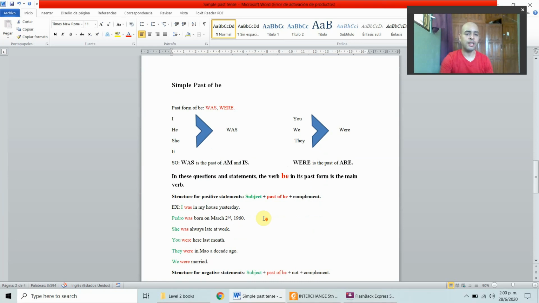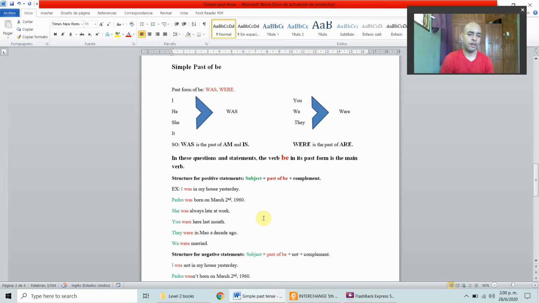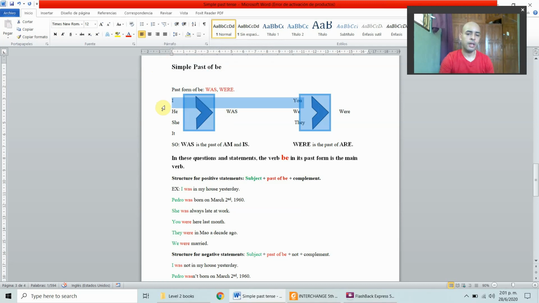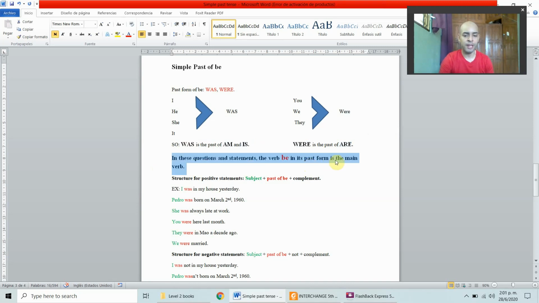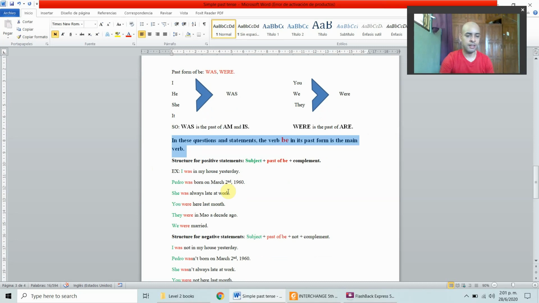So, now let's continue with the simple past of be. It's used in the same way. Of course, we're talking about the past tense, but in this case we're using be as the main verb. So the past form of be is was and were, and we use was with these pronouns, and we use were with these pronouns. So was is the past form of am and is, and were is the past form of are. So in these questions and statements, the verb be is the past form of the main verb, as stated before.